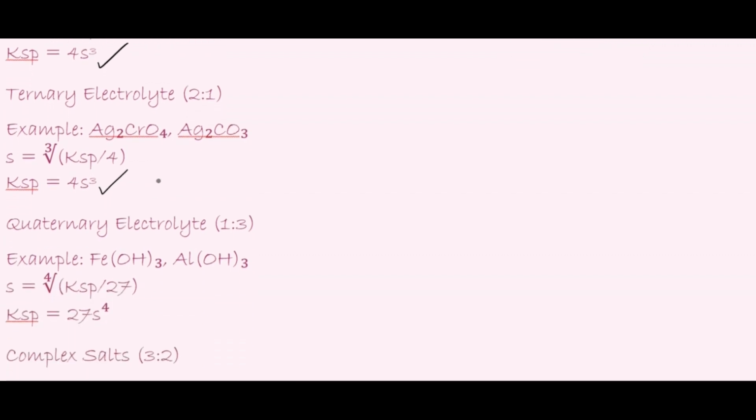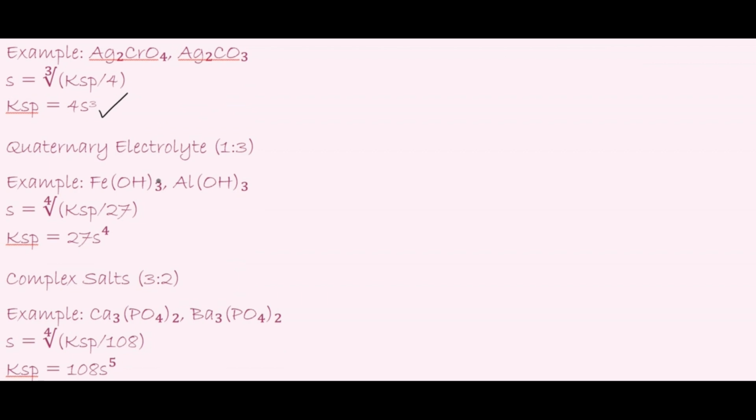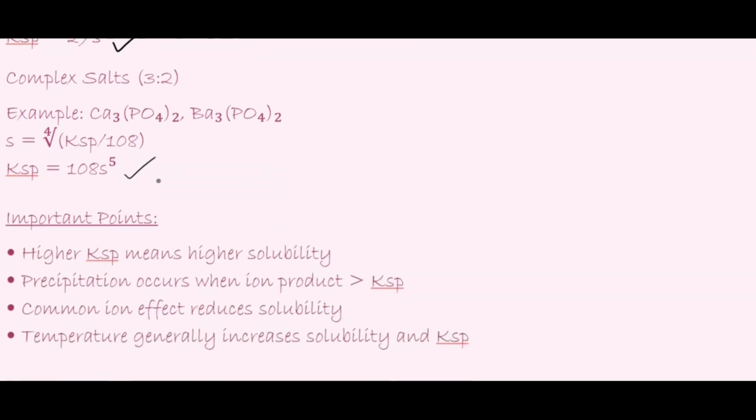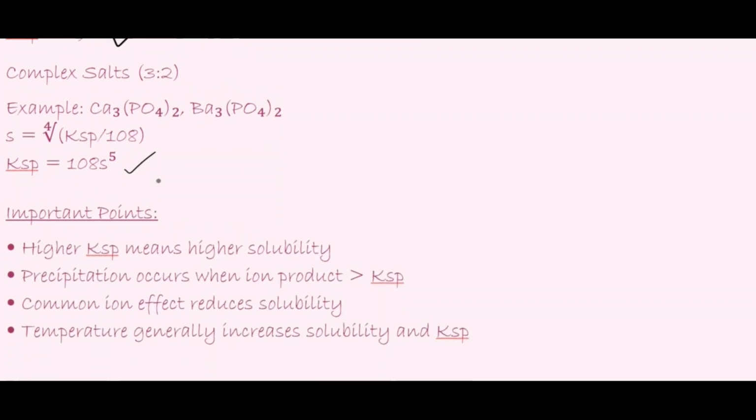Okay. For quaternary electrolyte, 1:3 ratio, that is 27 s to the power 4, and the complex salt what I have defined now, 3:2 ratio, that is 108 s to the power 5. So this is how we find the KSP values, how it is getting dissolved. Why that is so important? Higher the KSP, obviously the solubility is higher, and the precipitation occurs when the ion product is more than KSP. This can be asked.